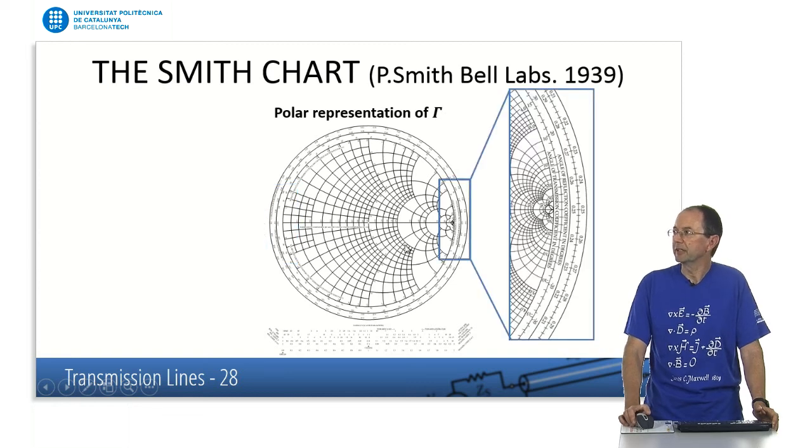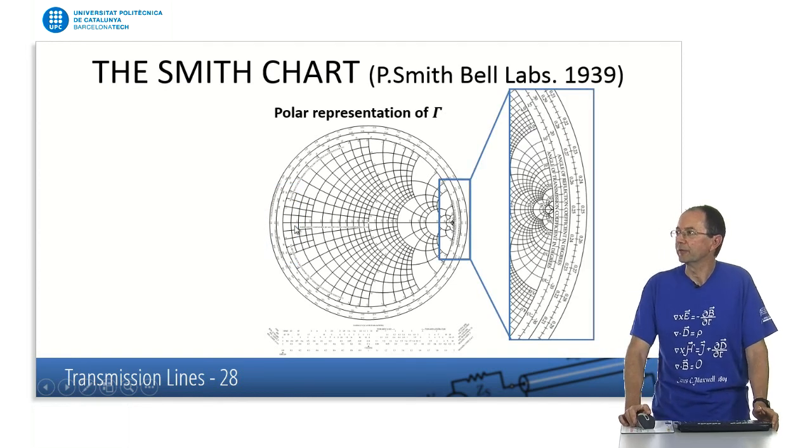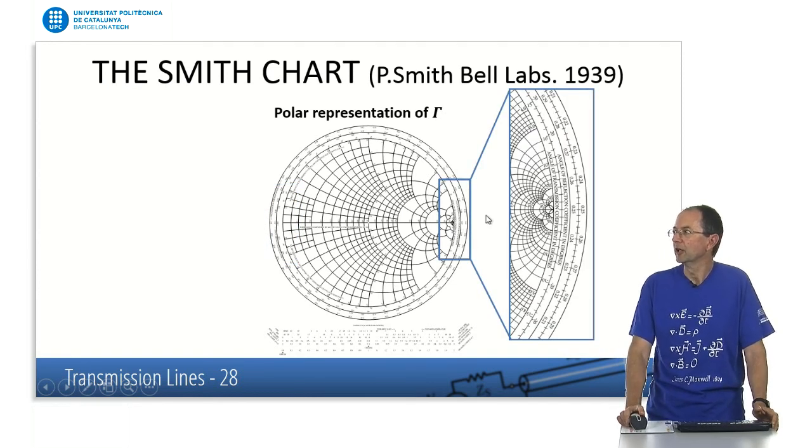If we take a look at the other side of the horizontal axis of the chart, we go to this point. This is a high impedance point. So this will be at the very end of this line. That would be an open circuit, where the impedance is infinite here.